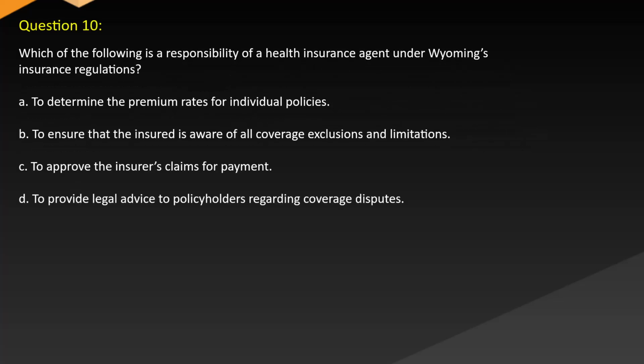Question 10. Which of the following is a responsibility of a health insurance agent under Wyoming's insurance regulations? A. To determine the premium rates for individual policies. B. To ensure that the insured is aware of all coverage exclusions and limitations. C. To approve the insurer's claims for payment. D. To provide legal advice to policyholders regarding coverage disputes.